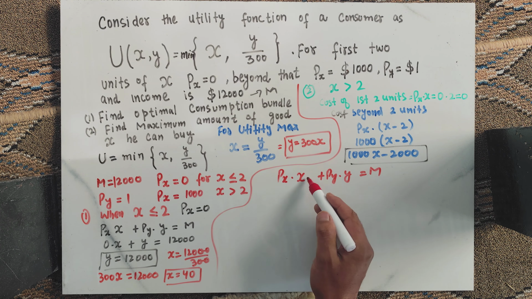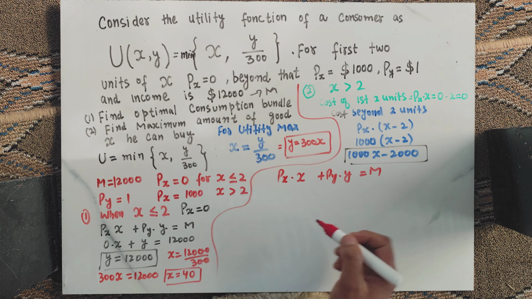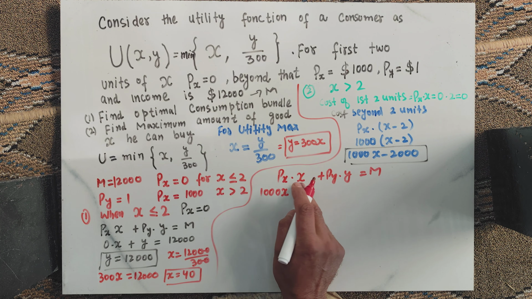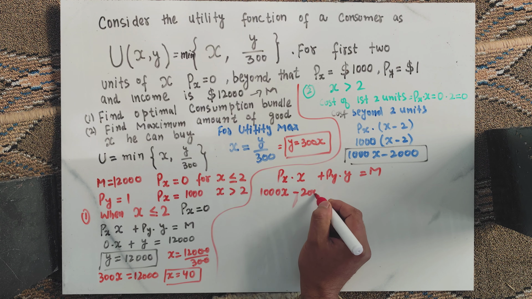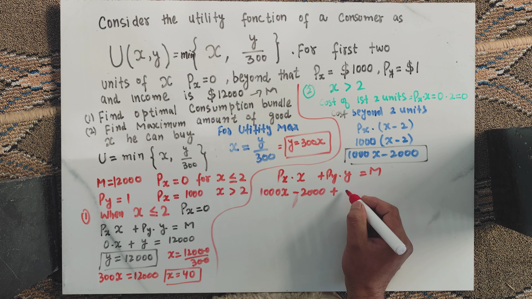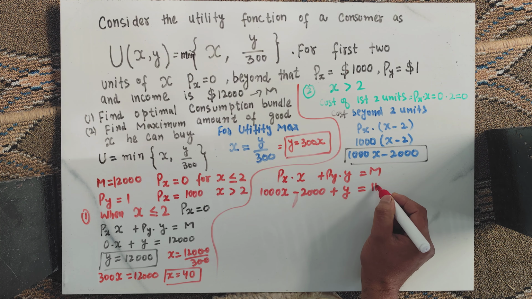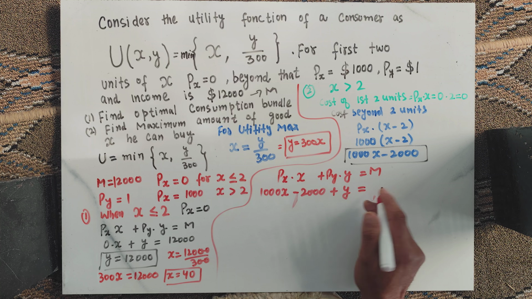Now Px into X, that is this thing. So that is equal to 1000X minus 2000 plus price of good Y is 1, so we will not write it, times Y will be equal to 12,000.